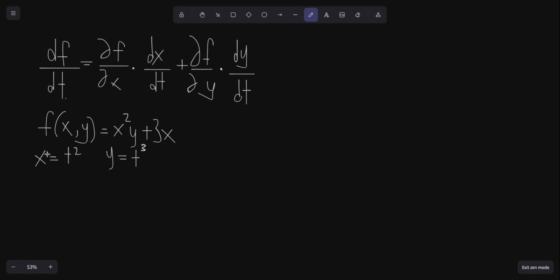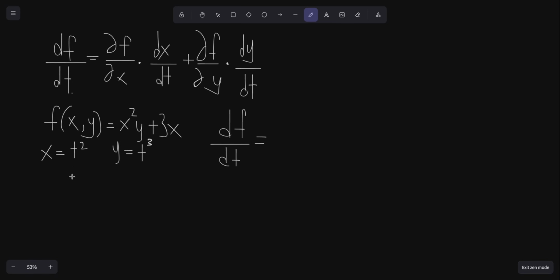So let's say that we have this multivariable function f of x comma y, and let's say that's equal to x squared times y plus 3x. And let's say that this function is parameterized given x is equal to t squared and y is equal to t cubed. And our goal is to find out df dt. How does f change with respect to time?